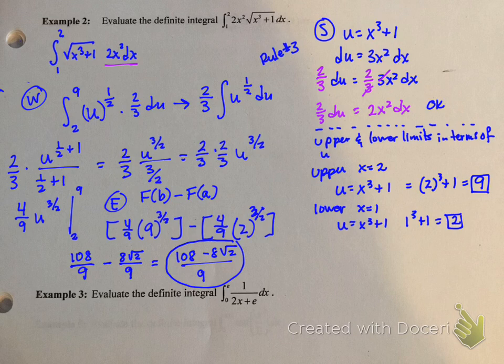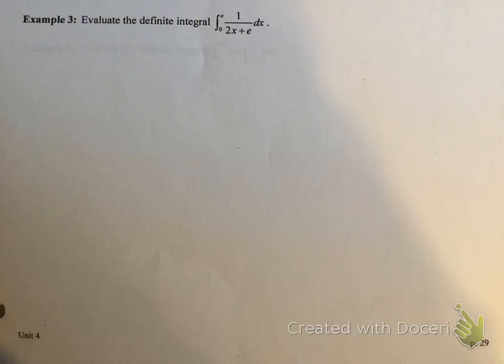Okay, so let's go ahead and look at example number 3. Example 3 says evaluate the definite integral, and it's going from 0 to e, and I have 1 over 2x plus e dx. So once again, I don't have any rule that matches up with that. So I know I have to use substitution. So let's do that first, and let's let u equal 2x plus e. Let's try making the denominator equal u.